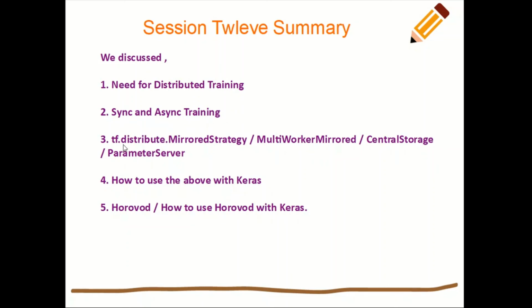So under the synchronous, we have mirrored strategy, which is a single machine multiple GPU. Then we have multiple machine multiple GPUs, multi-worker mirrored strategy. Then we have central storage. We really didn't discuss too much about this, but it uses a CPU to store the parameters which are getting updated, and then we have parameter server type of strategies also, right?